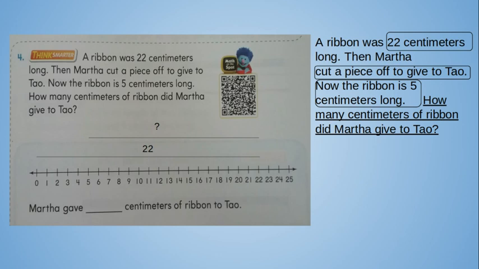Well, think about what I just said. I drew a line from 22 back to 5. So let's count back from 22 until we get to 5 and see where we land and see how many centimeters of ribbon she gave to Tao. So start at 22 with me and let's count back, and then we're going to stop at 5. You ready? 1, 2, 3, 4, 5, 6, 7, 8, 9, 10, 11, 12, 13, 14, 15, 16, 17. So she cut off 17 centimeters to give to Tao, leaving her with 5 centimeters. So Martha gave 17 centimeters of ribbon to Tao.